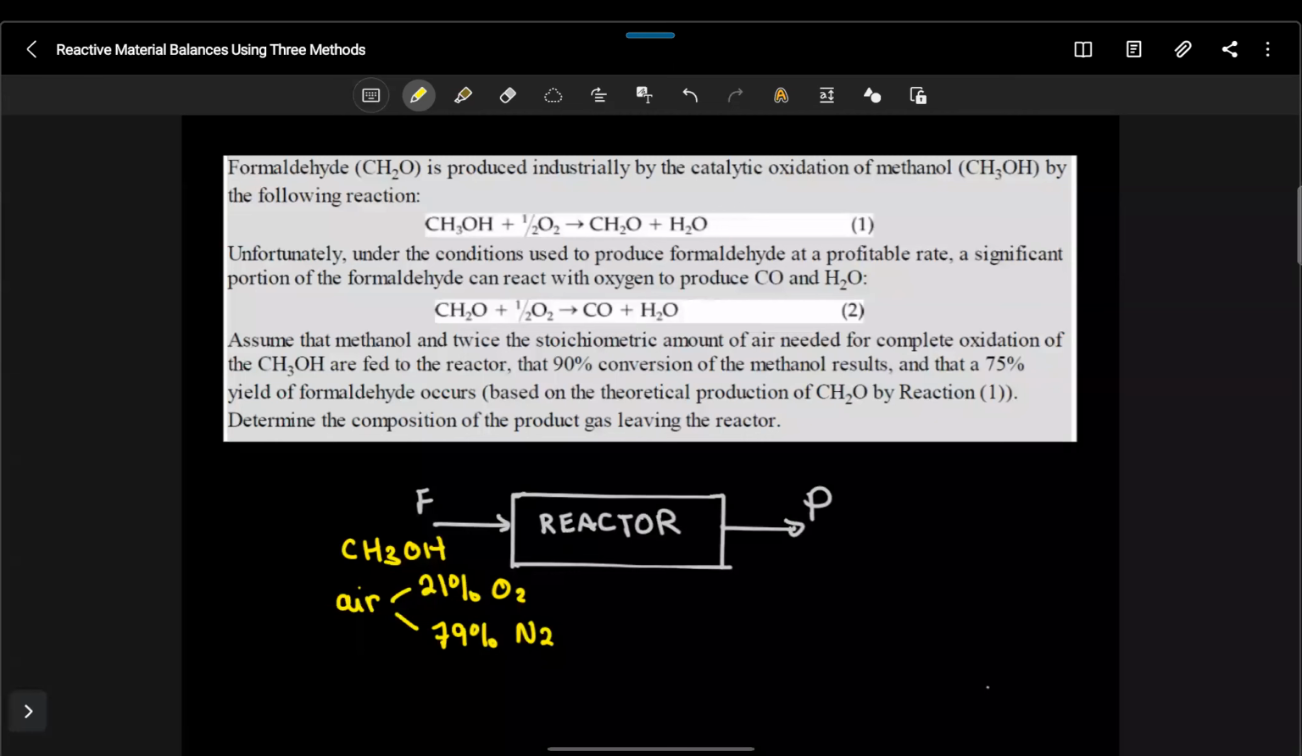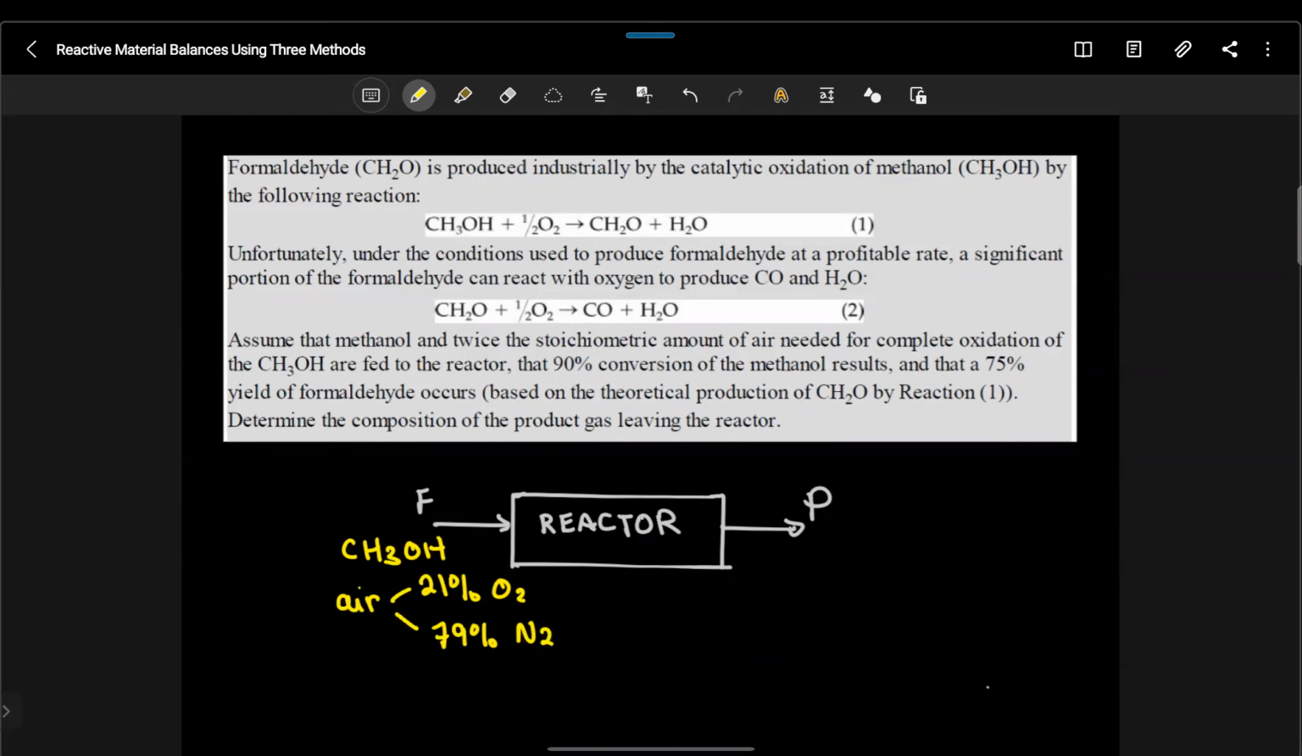Hi everyone, ngayon naman, let's try to solve material balances involving reactions pa rin, but this time utilizing all the three methods that we have discussed. So we will have extent of reaction method, and then let's do it again using atomic balance, and then finally, let's use molecular balance method.